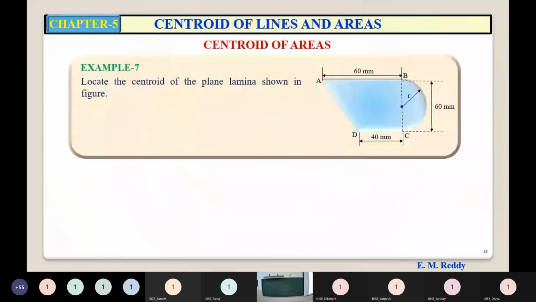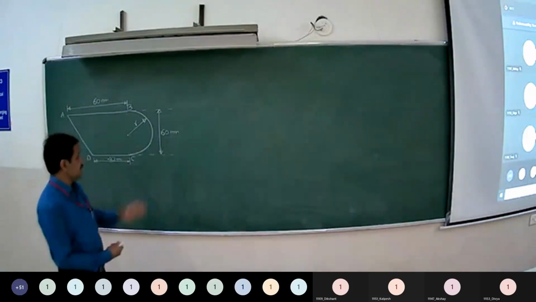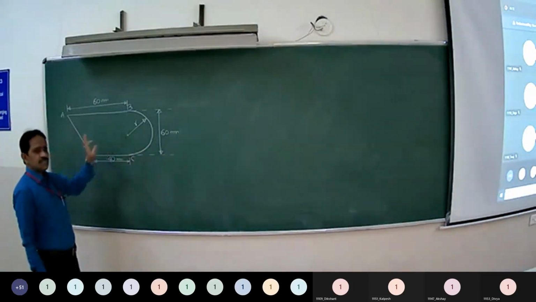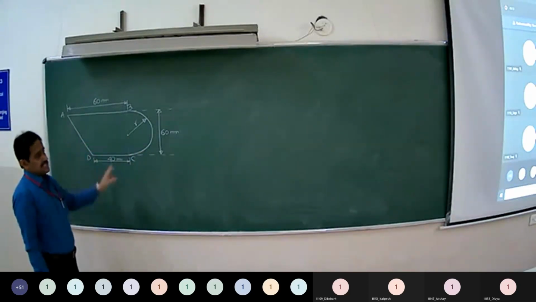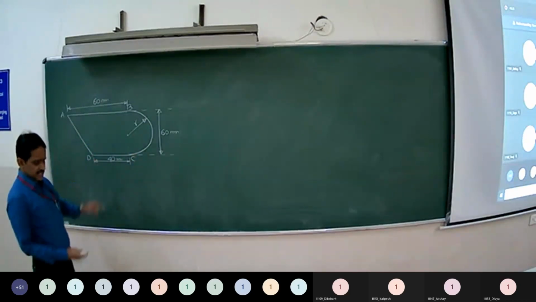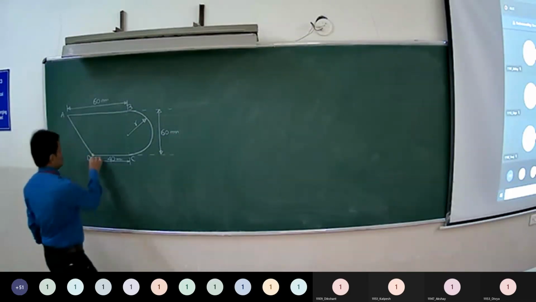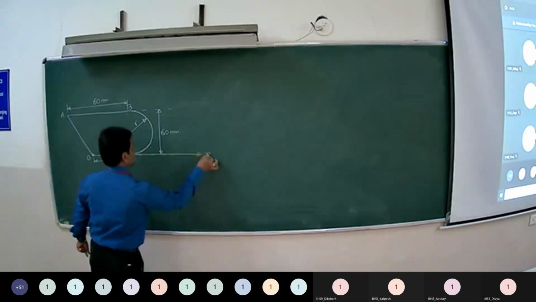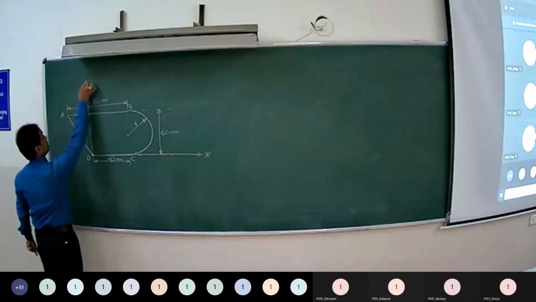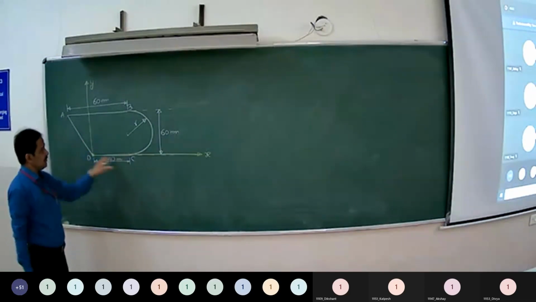Okay? Please note down this example. You are asked to locate the centroid of this lamina. To locate the centroid, first you have to select a reference point. In the statement, it is not given with respect to which point you have to locate the centroid. If not given, you can select any point as per your convenience. So I am going to select point D as the reference point. With respect to D, I am taking this as x-axis and y-axis, and with respect to D, I will locate the position of centroid of this lamina.